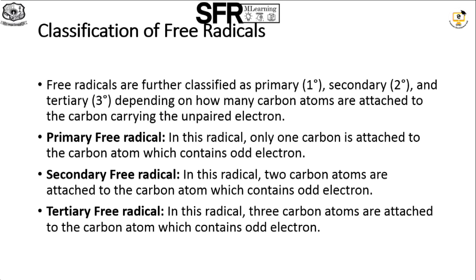Classification of free radicals. Free radicals are of three types: primary, secondary and tertiary free radicals. In a primary free radical, the carbon atom containing the odd electron is attached to one carbon atom. If the carbon atom having the odd electron is attached to two other carbon atoms, it is a secondary free radical. And if the carbon atom having the odd electron is connected to three carbon atoms, it is a tertiary free radical.